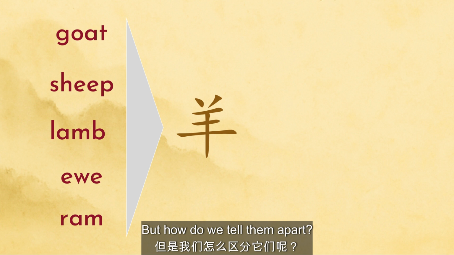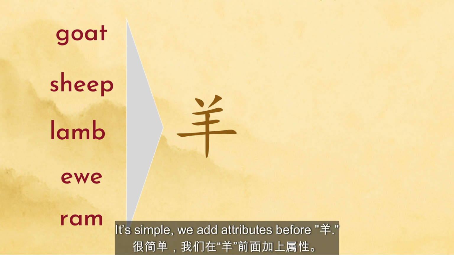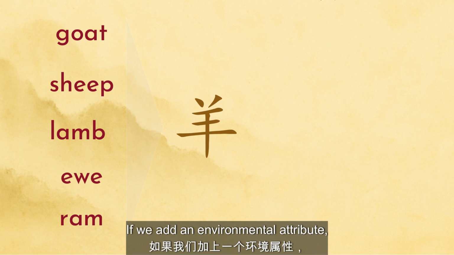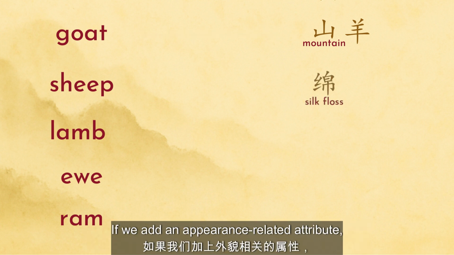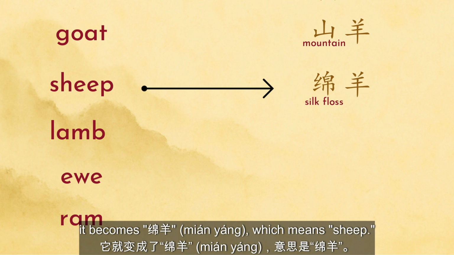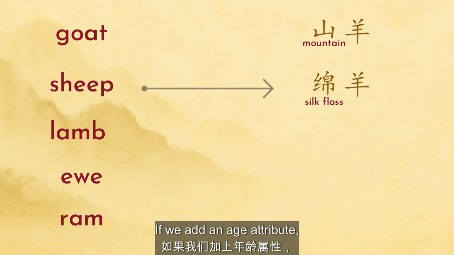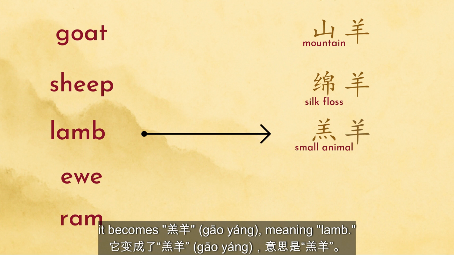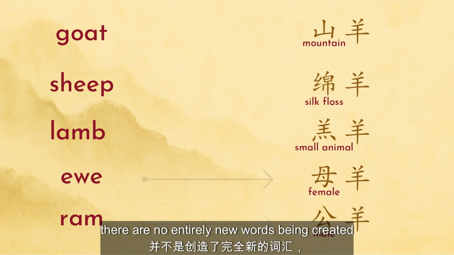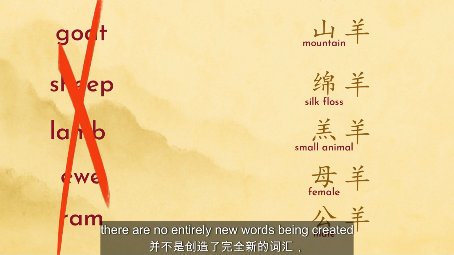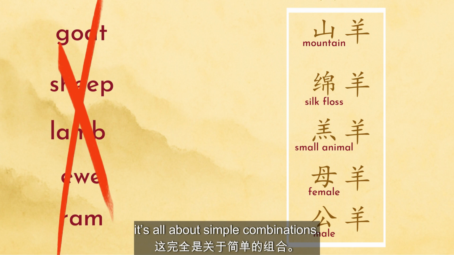But how do we tell them apart? It's simple. We add attributes before yang. If we add an environmental attribute, it turns into shan yang, which means goat. If we add an appearance-related attribute, it becomes mian yang, which means sheep. If we add an age attribute, it becomes gao yang, meaning lamb. If we add a gender attribute, we get gong yang for ram and mu yang for ewe. There are no entirely new words to be created. It's all about simple combination.